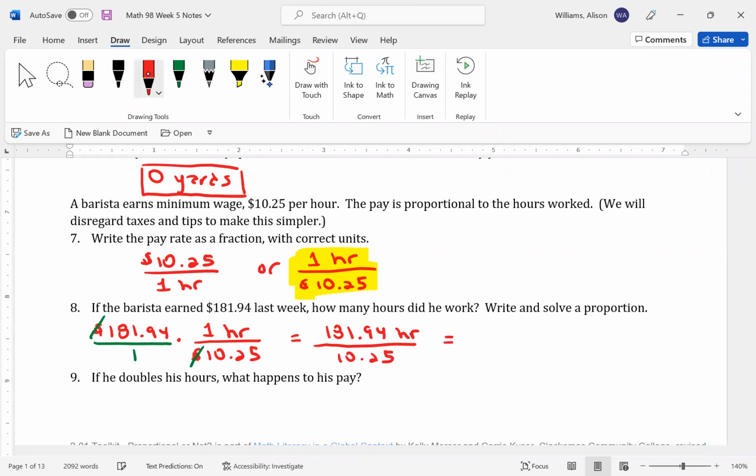So I'm going to grab my calculator, do 181.94 divided by 10.25 and get 17.75 hours. So I'm rounding to the hundredths place, because 0.75 makes sense when we're talking about 3/4 of an hour. All right. If he doubles his hours, what happens to his pay? His pay will double.